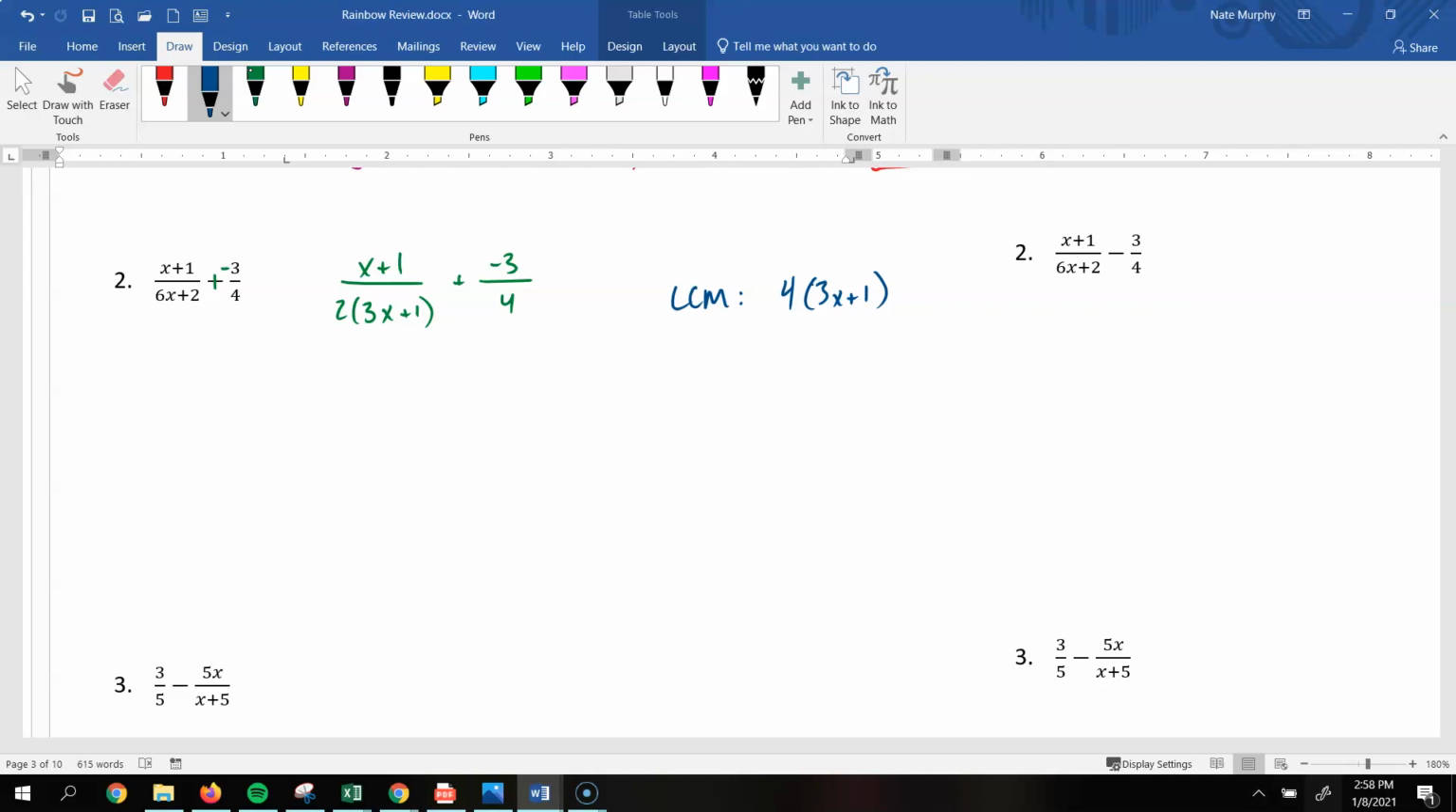So when you have just plain old numbers, again, just focus on those two numbers and ask, what's the smallest number that both of those will divide into evenly? That would be 4. So we're going to have that as your LCM. All right, so let's look. On that first fraction, what are we missing? We're missing just a 2. So we're going to multiply the top and bottom there by 2. And the second fraction, we're missing the 3x plus 1.